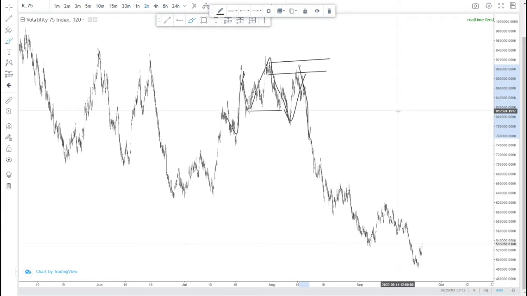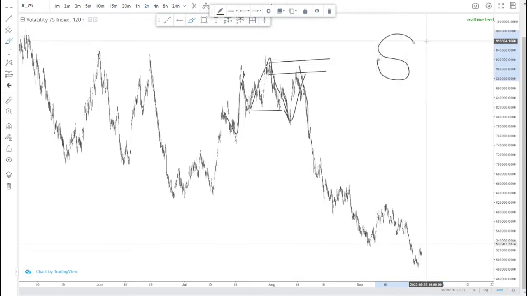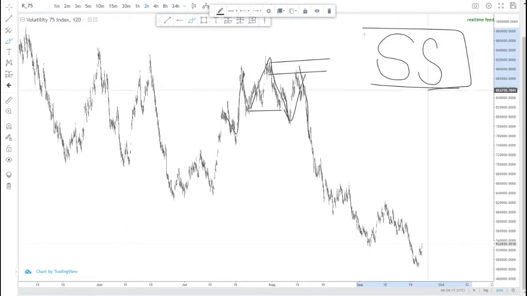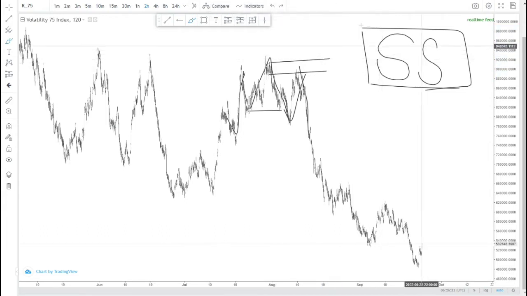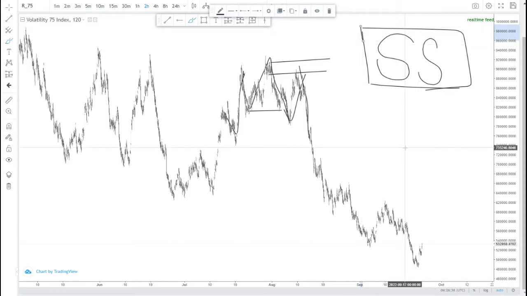Now we're going to be considering three important things throughout this video. The first one is structure, how our structural bias is pushing, and the second one is supply and demand. The third one is confirmation, which I'm not going to be touching in this part. There's some premium stuff in there that I do not want to touch, so let's keep it vague. We'll be considering these two most important things.